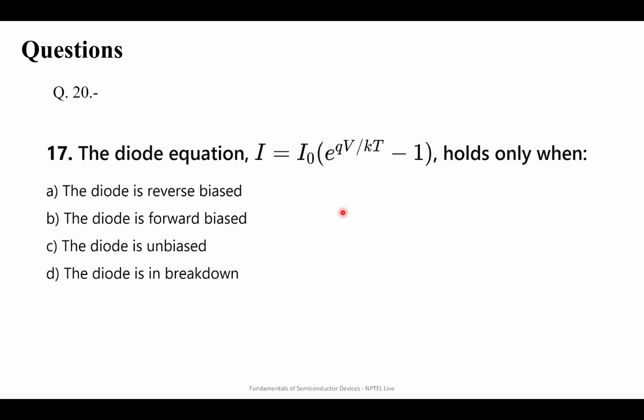So the answer to this would be the diode is forward biased. This formula e power qV by kT assumes that majority carriers are being injected into the semiconductor, and that only happens when the diode is in forward bias. When the diode is in reverse bias, there is no carrier injection in the semiconductor. Hence, this formula is not valid.